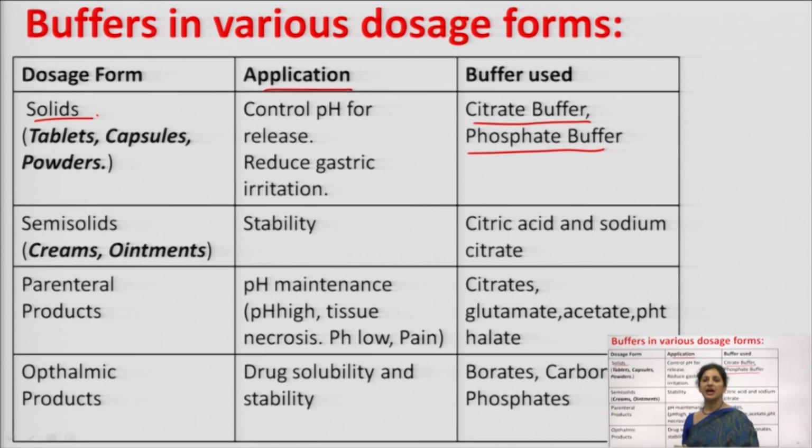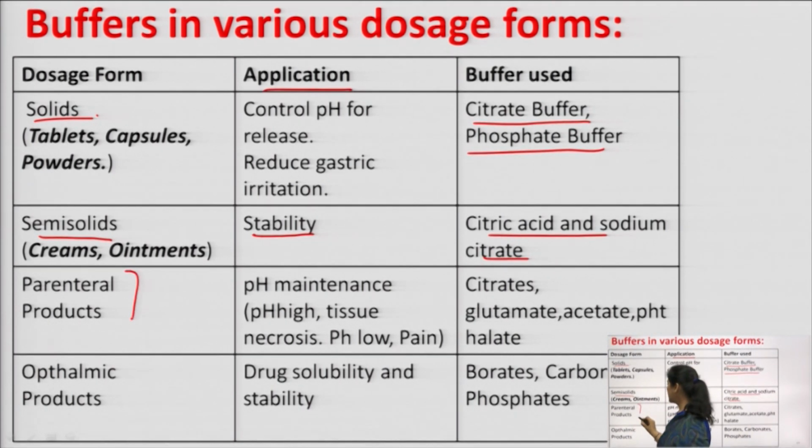Besides, we also add buffers to reduce gastric irritation. Some of the acidic drugs cause gastric irritation in the GIT. So we add buffers so that they do not exert this side effect. Then we use buffers in semi-solids. Semi-solids include creams and ointments. They generally degrade upon prolonged storage. So in order to maintain their stability, we add citric acid and sodium citrate buffer.